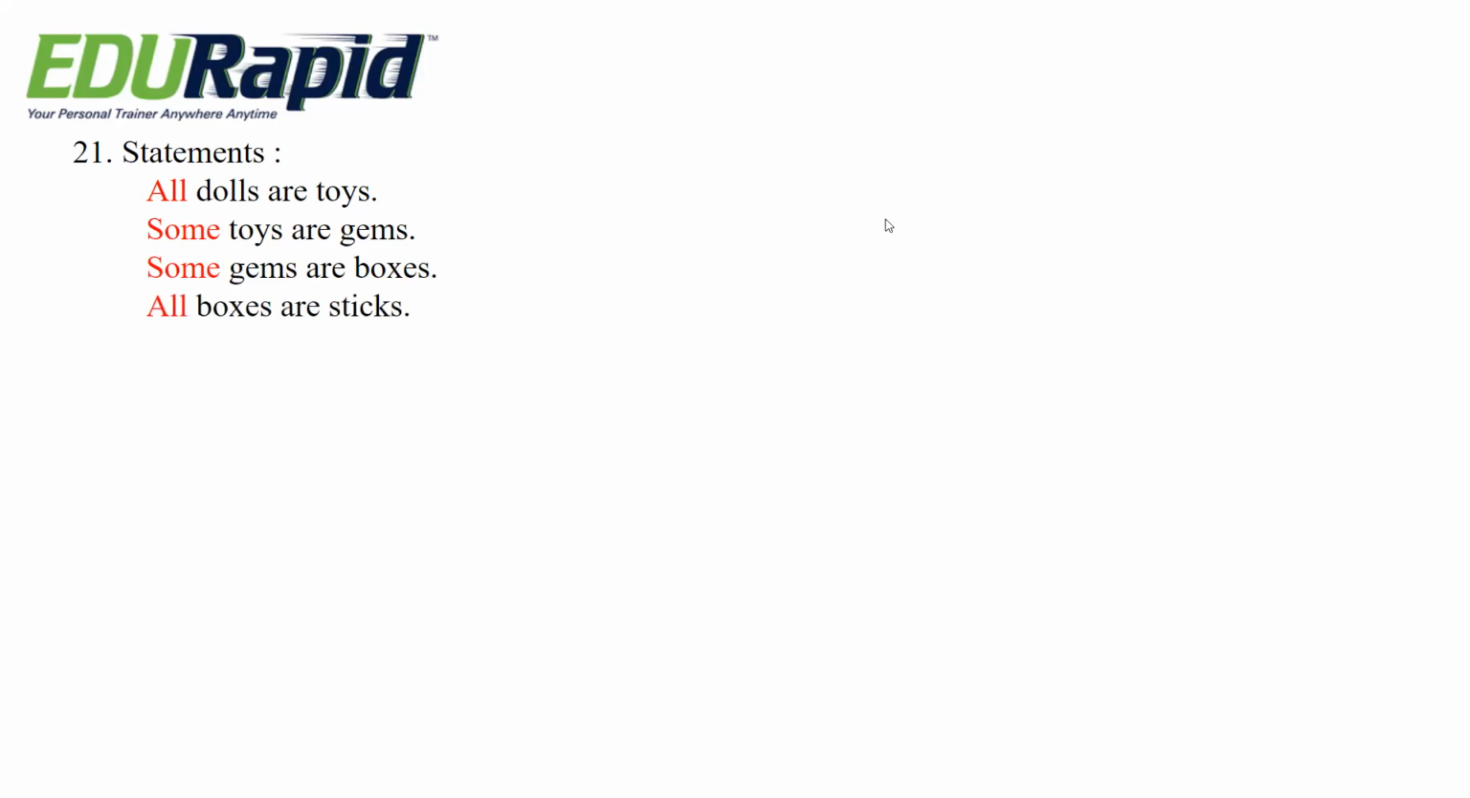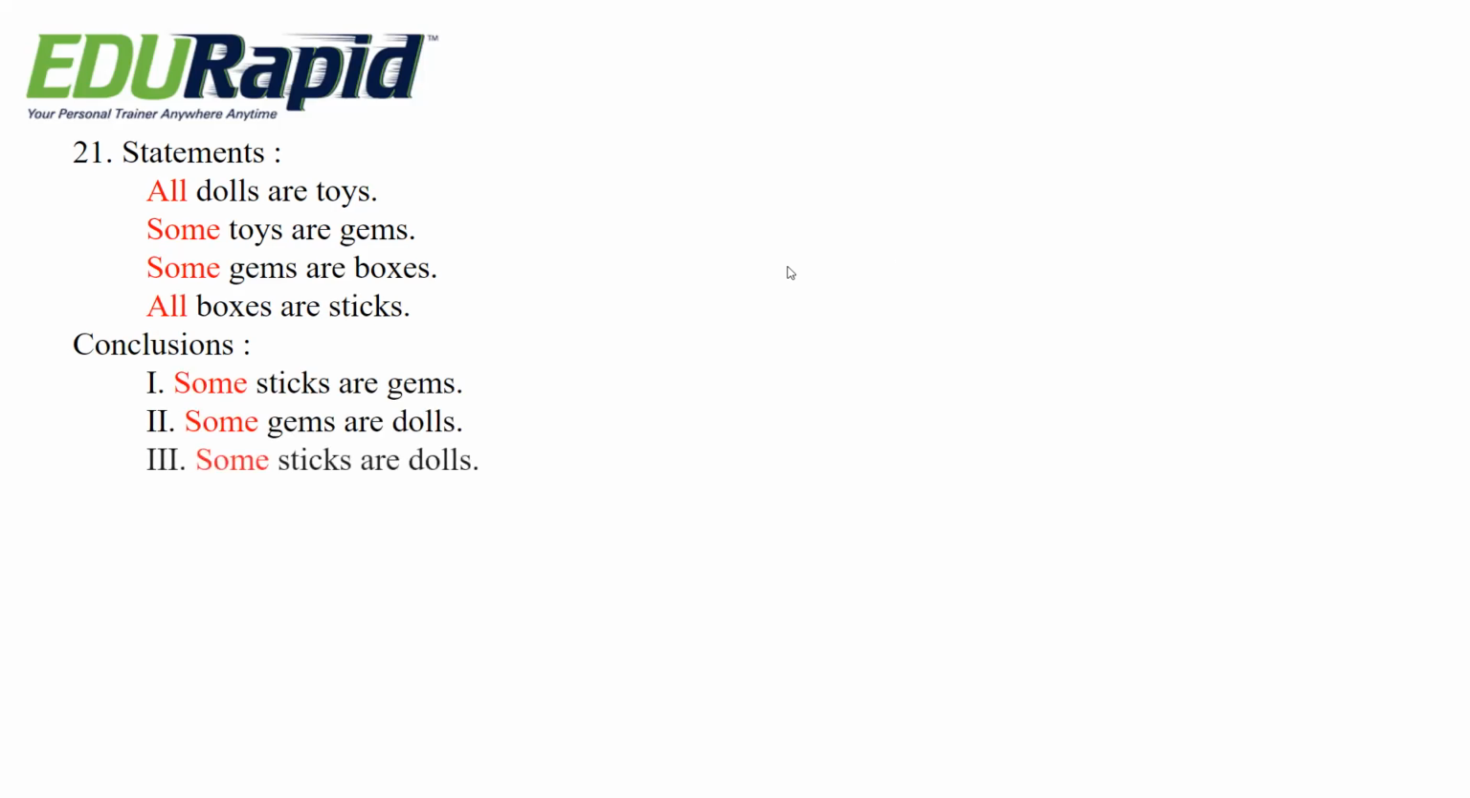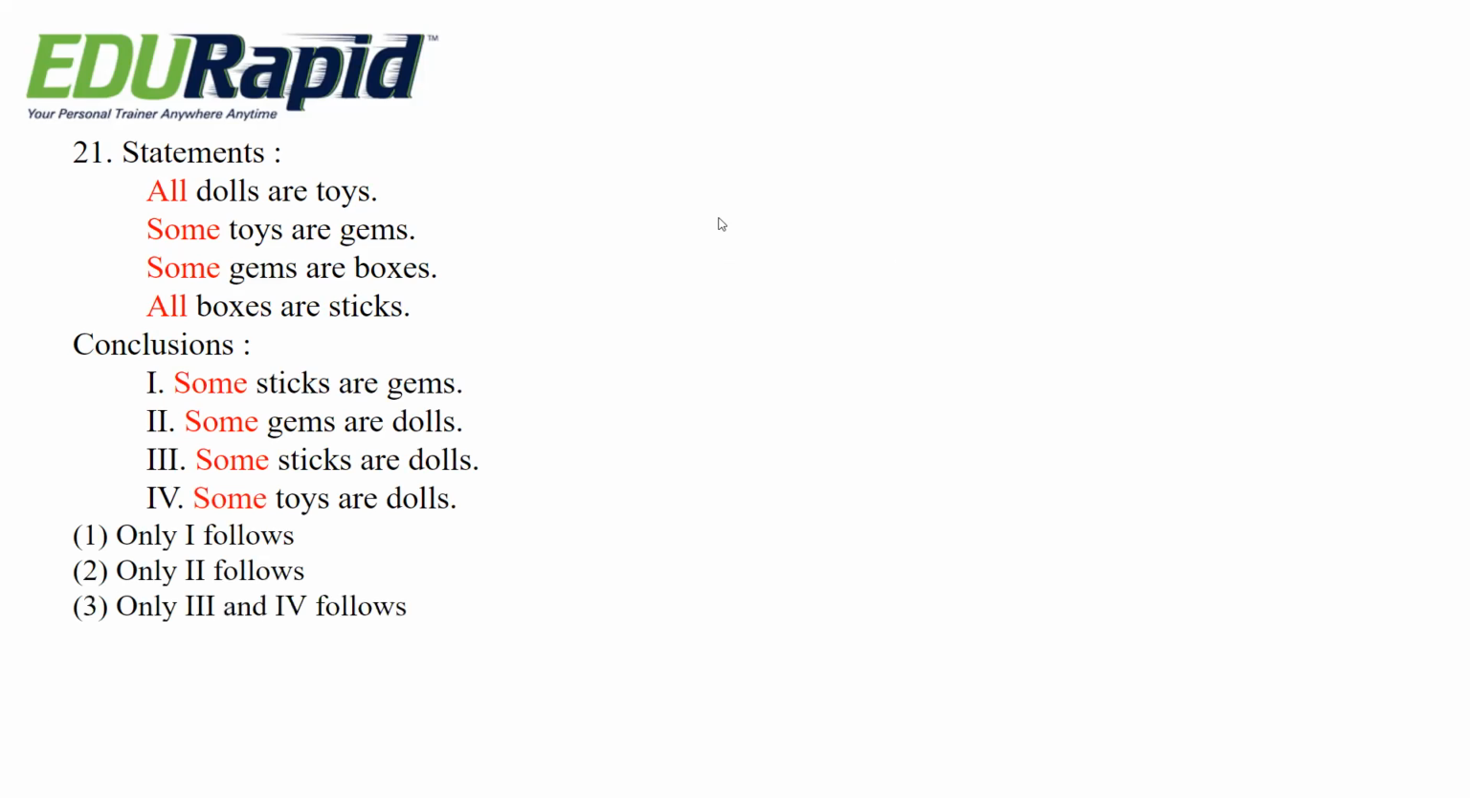Next question. Statements: All dolls are toys. Some toys are gems. Some gems are boxes. All boxes are sticks. Conclusions: some sticks are gems, some gems are dolls, some sticks are dolls, some toys are dolls. Options: only one follows, only two follows, only 3 and 4 follow, only 1 and 4 follow, none of this.